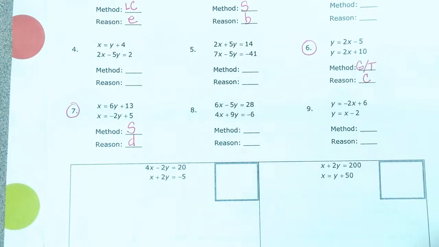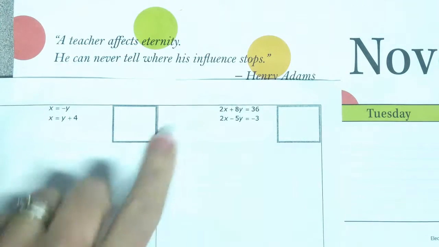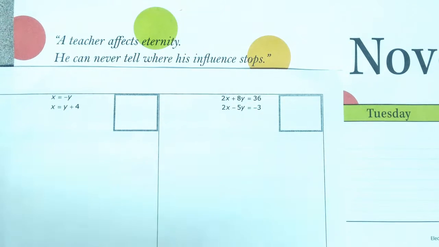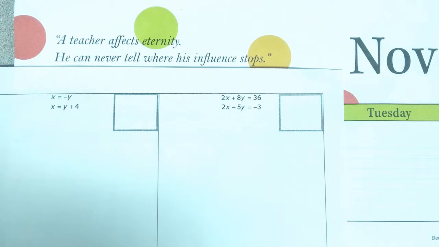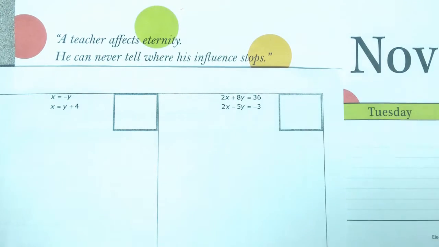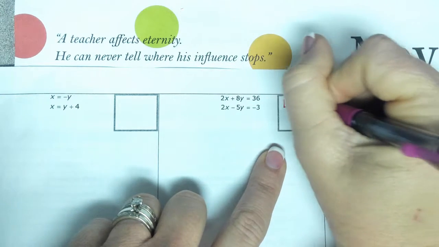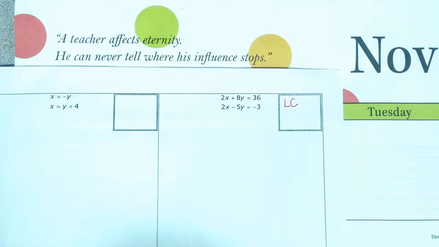Okay, can we flip over to the back side? Let's look at this one right here. So what is going to be our method? It's going to be the linear combination of the elimination method. So we'll put LC up here. And the reason being is because they are what? The same side. Well, what form are they in? They're both in standard form.